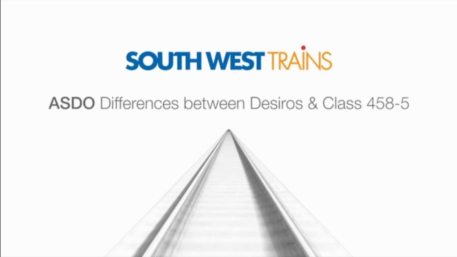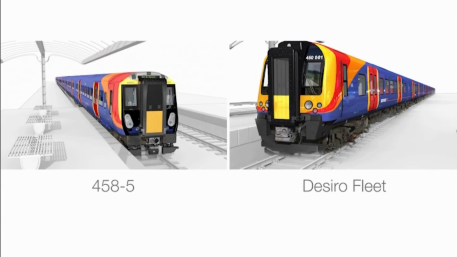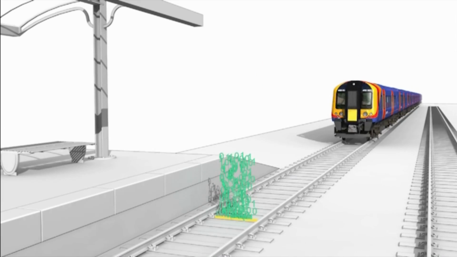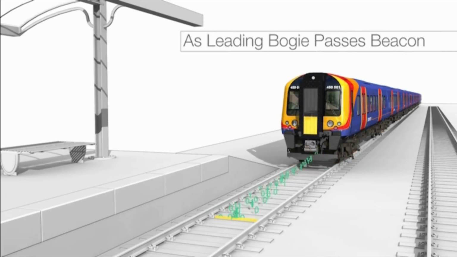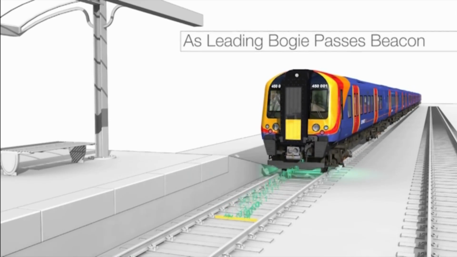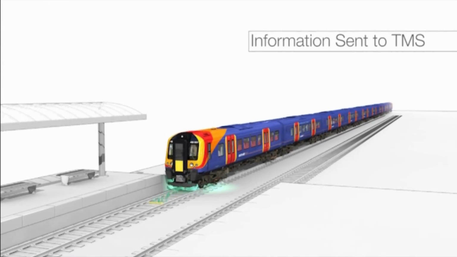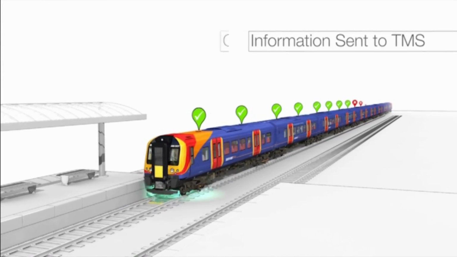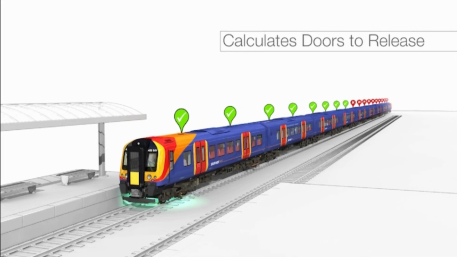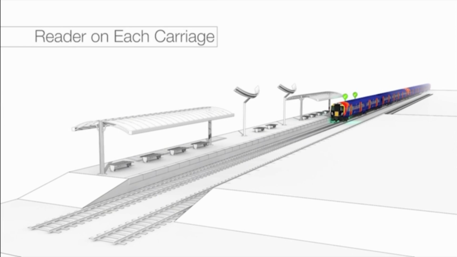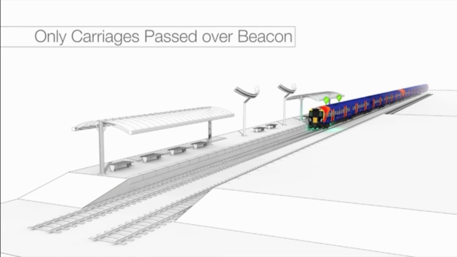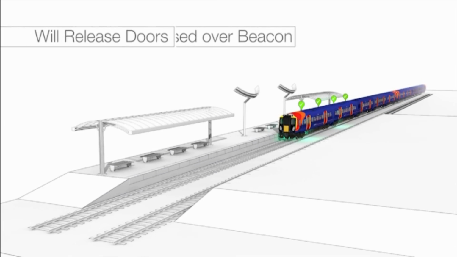There are some differences between the ASDO systems on the DE0 fleet and the Class 4585. The TMS on the DE0 fleet is much more modern, so as the leading bogie passes over the beacon, information is sent to the onboard TMS, which calculates how many doors can be released. The 4585 has a reader on each carriage. Only carriages that have passed over the beacon will release its doors.